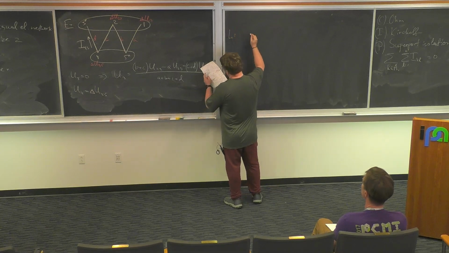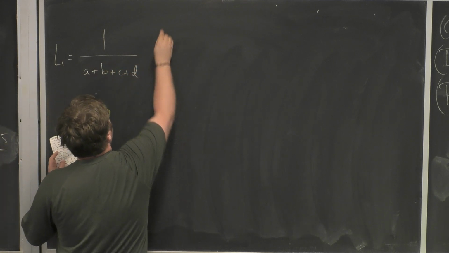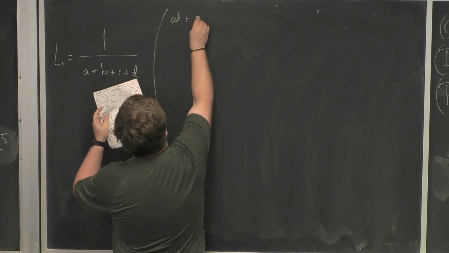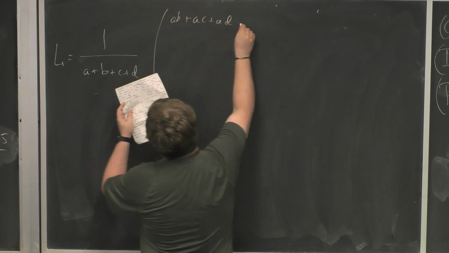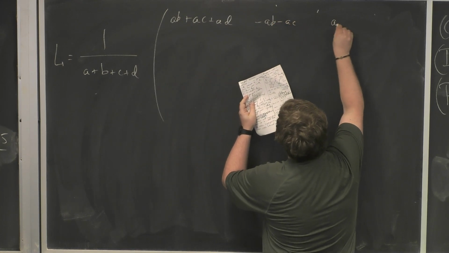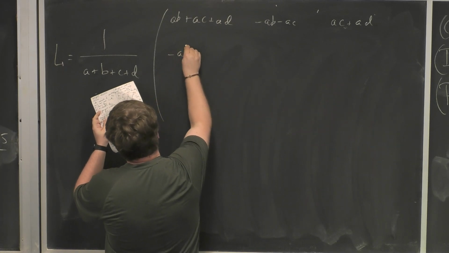Call it L. L plus B plus C plus D. And now we have a big matrix. AC plus AD. It's still symmetric.